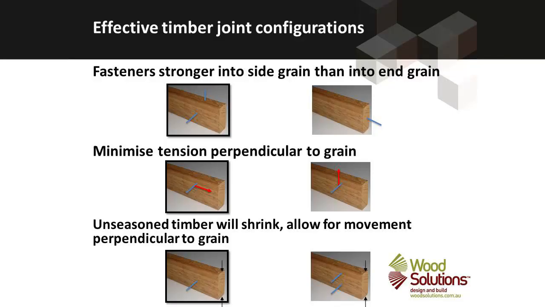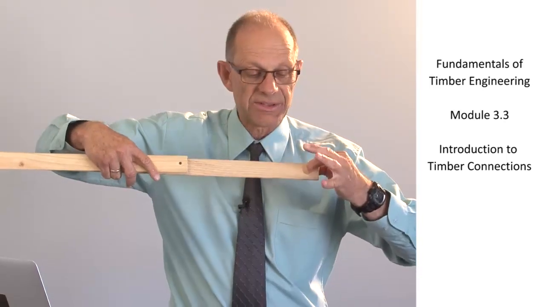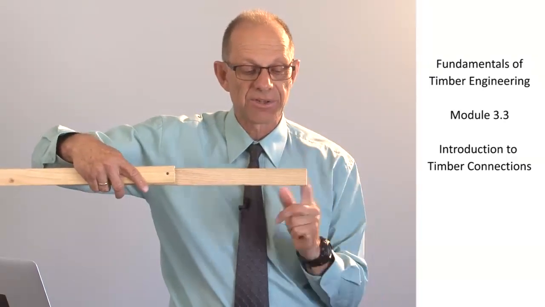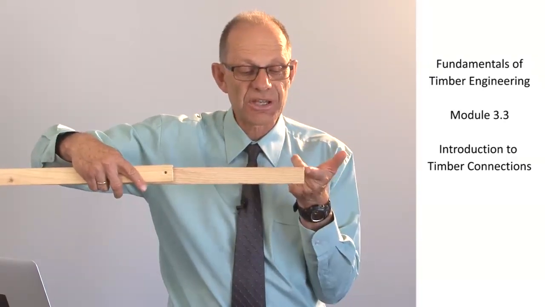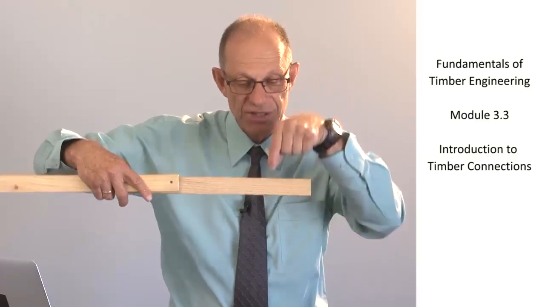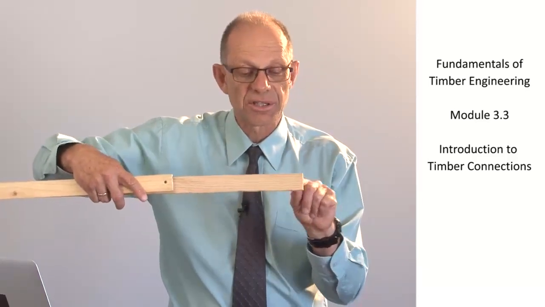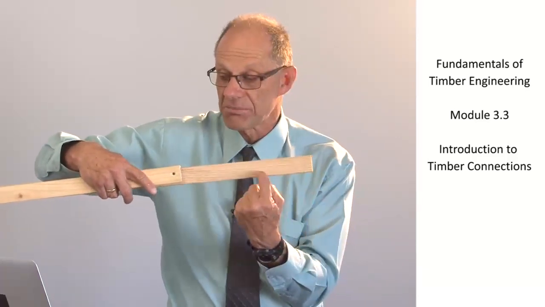We also want to minimise tension perpendicular to the grain. So if we're loading a member axially, so we're pulling on it this way here, the loads are being applied parallel to the grain. But as soon as I introduce a fastener through that member and then apply loads in this direction, I'm tending to cause splitting across the line of the hole in that member.